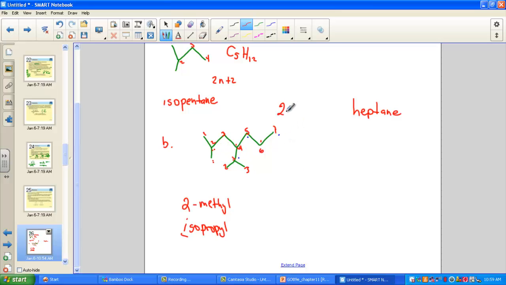So at carbon 2, we have a methyl. At carbon 4, we have isopropyl heptane. Now I didn't fit that in well, but that's the name of it. 2-methyl-4-isopropylheptane.